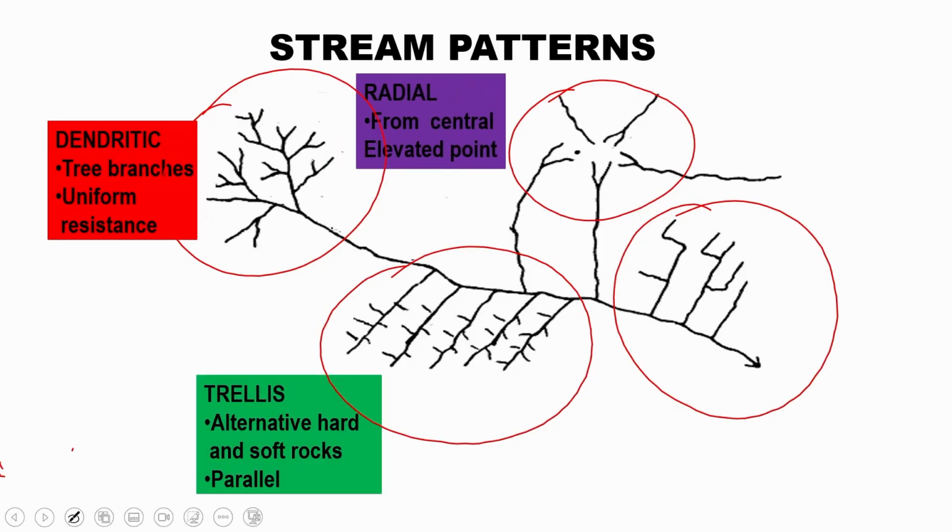the radial pattern, which is the one that we see there. Radial, in English, what does that mean? Radiating outwards from the center. Radial, radiating outwards from the center. But something needs to be highlighted here.